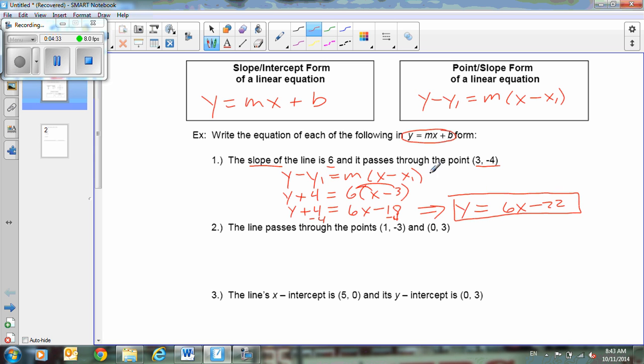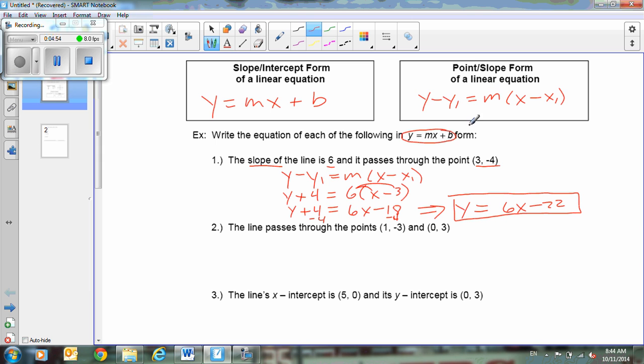All right, let's move on to example 2. It says we have a line that passes through these 2 points, (1, -3) and (0, 3), and we're asked to write the equation of that line in slope-intercept form. Okay, so we're going to have to do a little more work than we did on the last problem, because this time we don't have a slope.